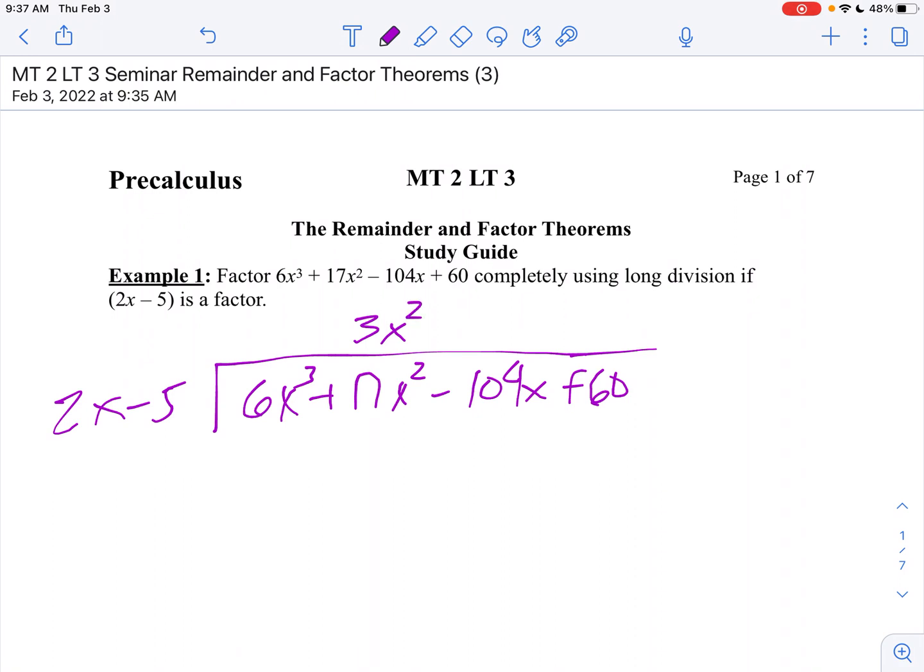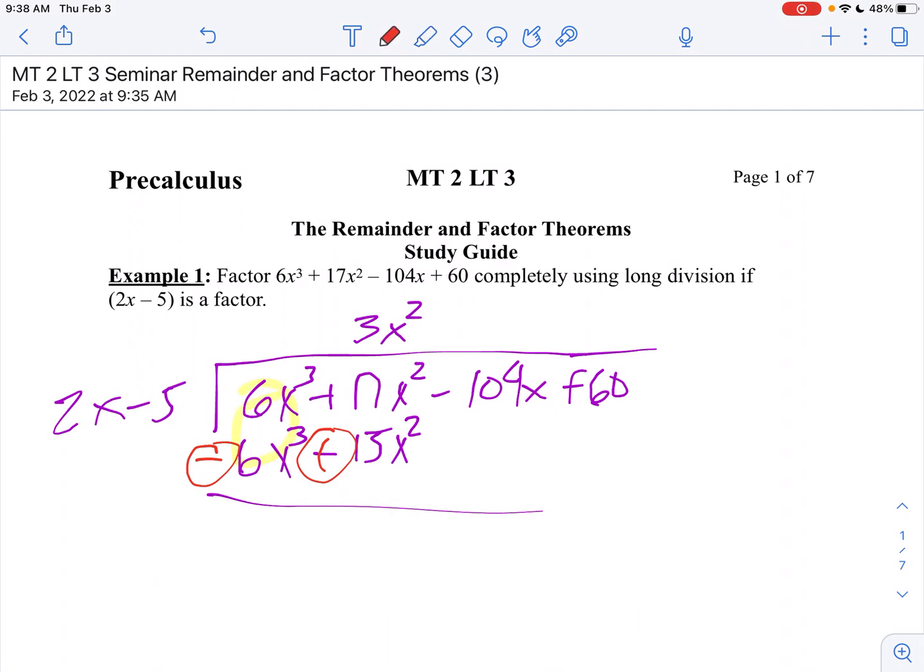So you might have to have a placeholder if you don't have all your terms. Like if you don't have any squares, you'd have a 0x squared there. So now let's multiply. So 3x squared times 2x is 6x cubed. And then 3x squared times negative 5 is negative 15x squared. Now we subtract. When I subtract, I like to show my subtraction. So what I'll do is I'll circle it to remind myself that, hey, I did change this. Notice what happens here is 6x cubed minus 6x cubed, they made 0. That's the reason we did this.